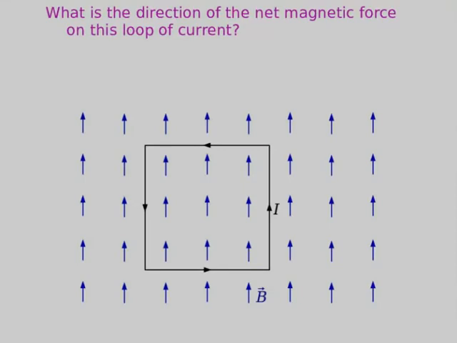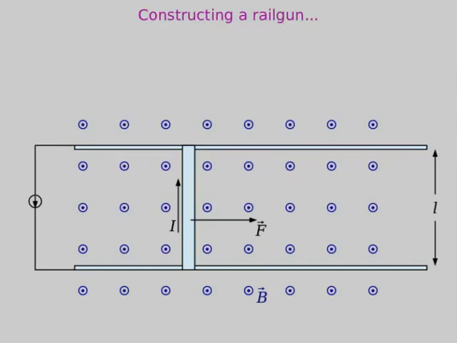Because it's important to know how to construct weapons, that is often the first thing that technology has been used for throughout the history of humanity. Sad but true. Let's build a railgun, right? Everyone wants a railgun. And here is a basic idea for a railgun.